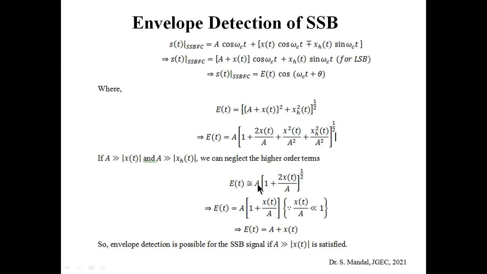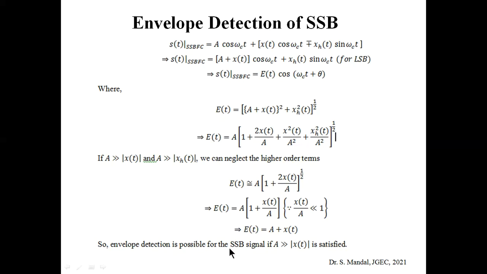And ultimately we can write that E(t) is equivalent to a into 1 plus 2x(t) by a to the power half, by using Taylor series. So it can be written as a into 1 plus x(t) by a, because 2x(t) by a into half, that means you can cancel that 2, so 1 plus x(t) by a. And we are neglecting the higher order terms, since x(t) by a is less than 1. Obviously the higher order terms will also be very small, so ultimately we get it equal to a plus x(t). So this is nothing but the envelope.